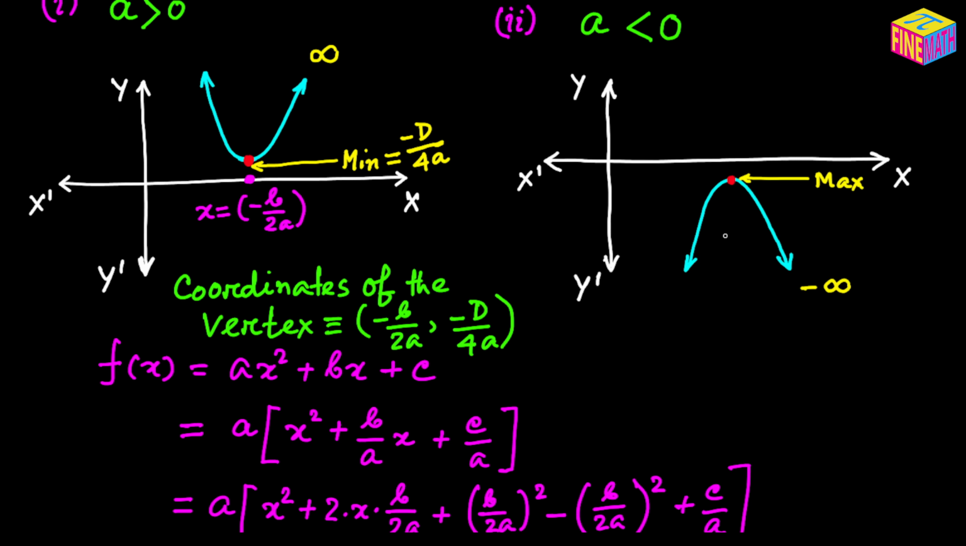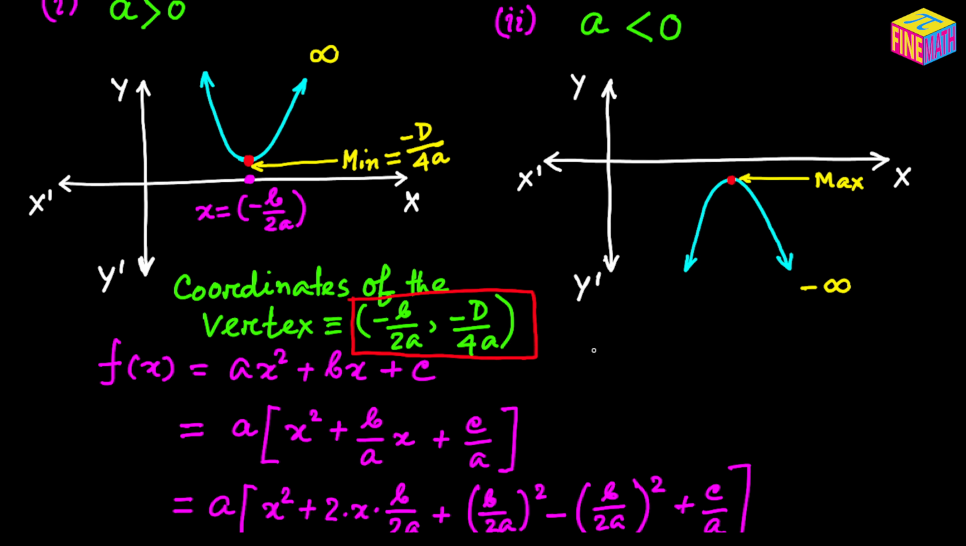So whether your a is positive or negative, in both the cases you will find that the coordinates of the vertex would be exactly like this. So in this case also the coordinates of the vertex would be negative b by 2a comma negative d by 4a. And let me highlight this. So this is going to be the coordinates of the vertex. This red highlighted box right here is going to give you the coordinates of the vertex, no matter whether your a is positive or negative. In both the cases, the coordinates of the vertex will be like this.